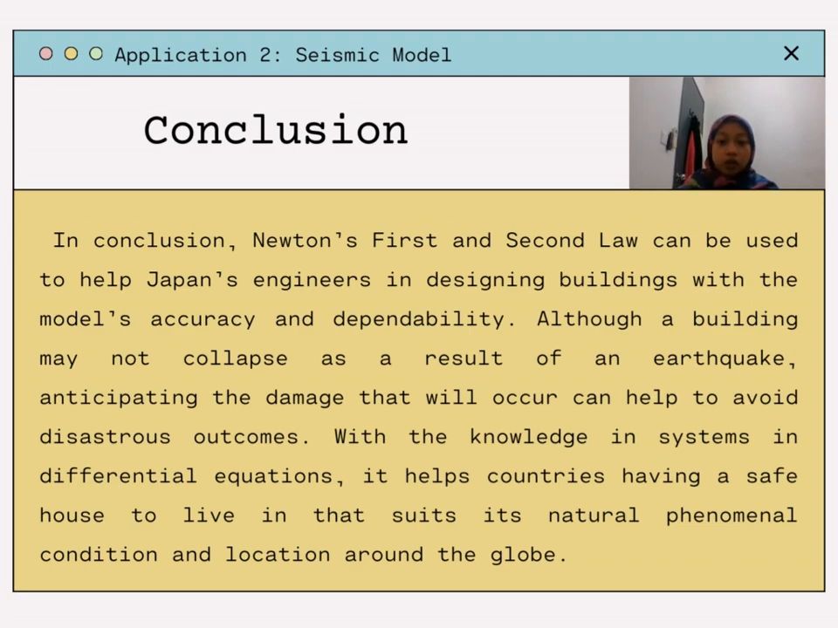With the knowledge of systems of differential equations, it helps countries have a safe house to live in that suits their natural phenomenal condition and location around the globe.